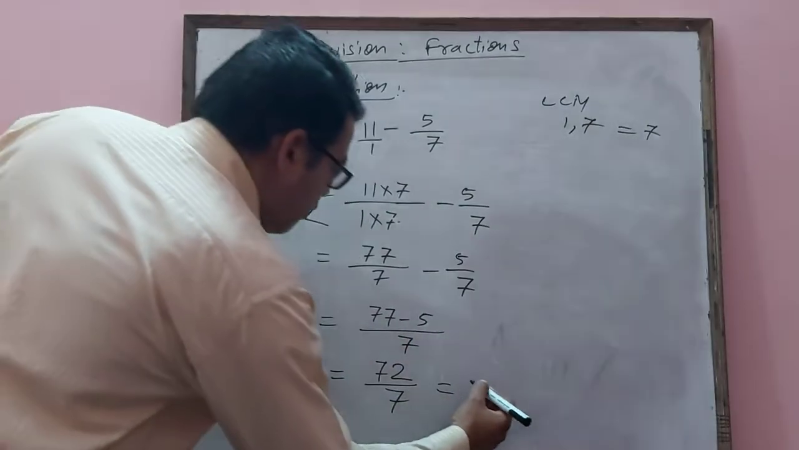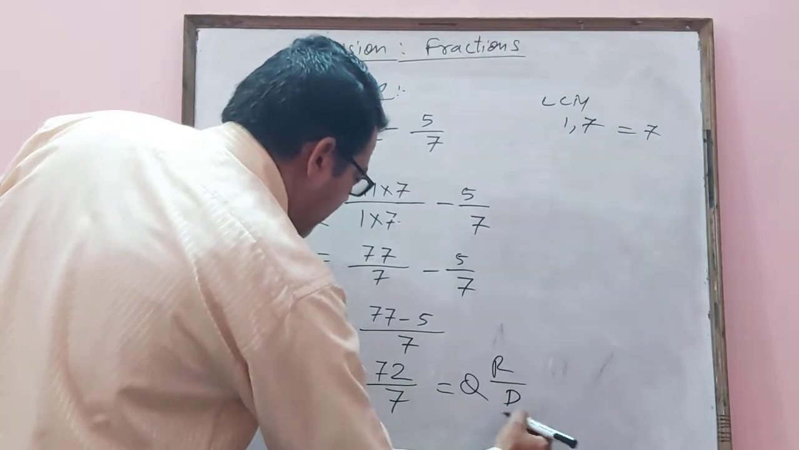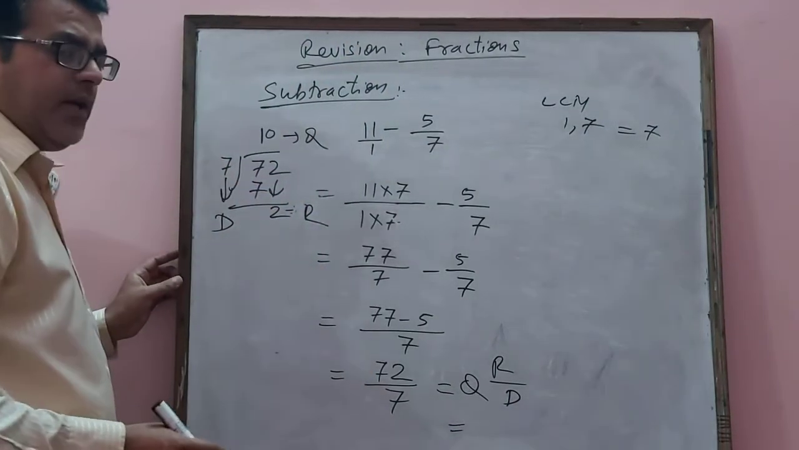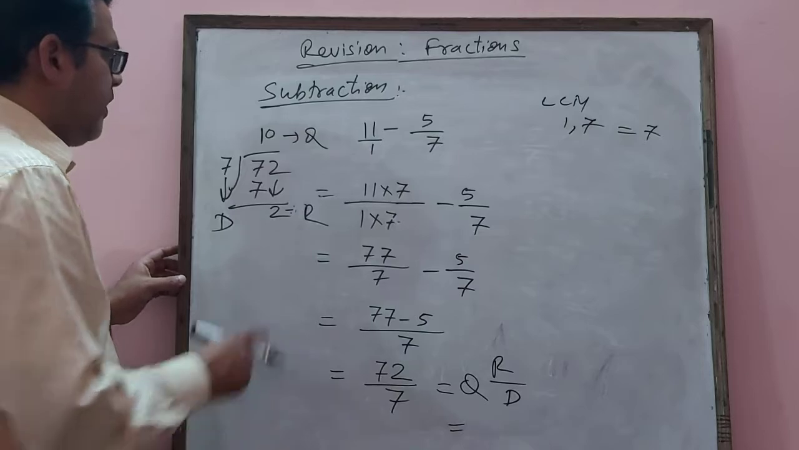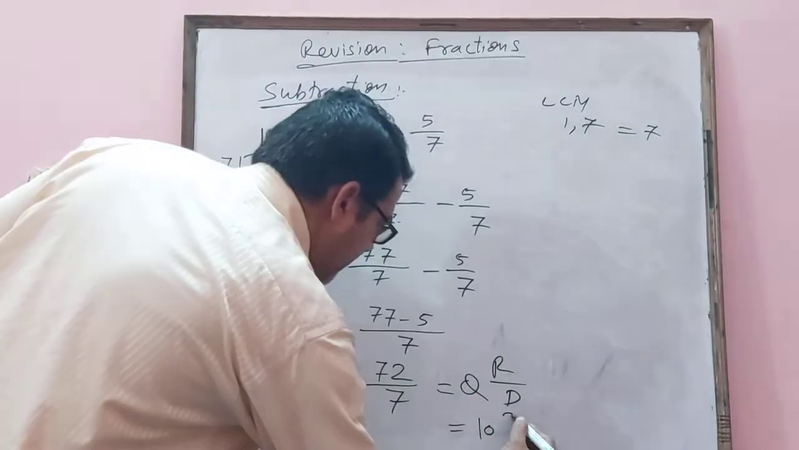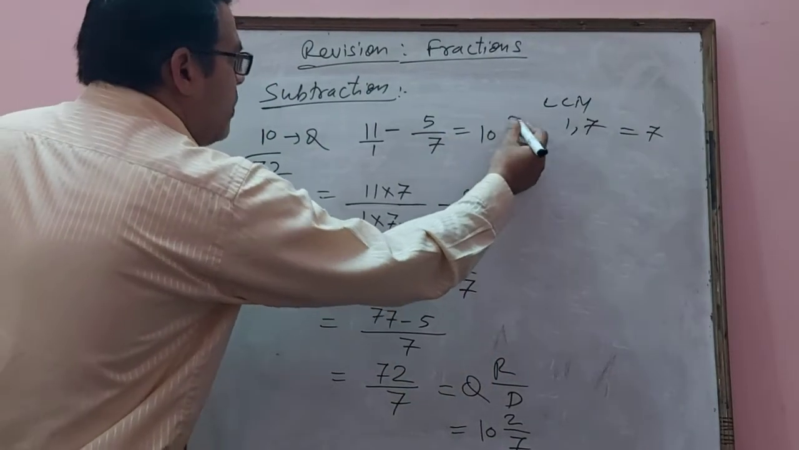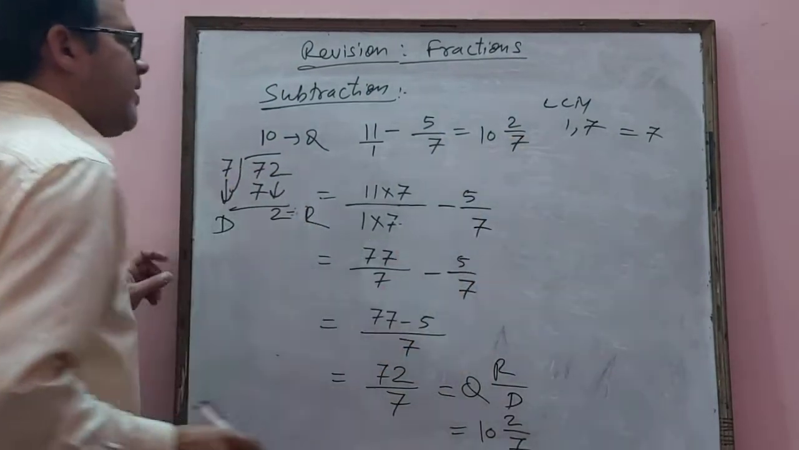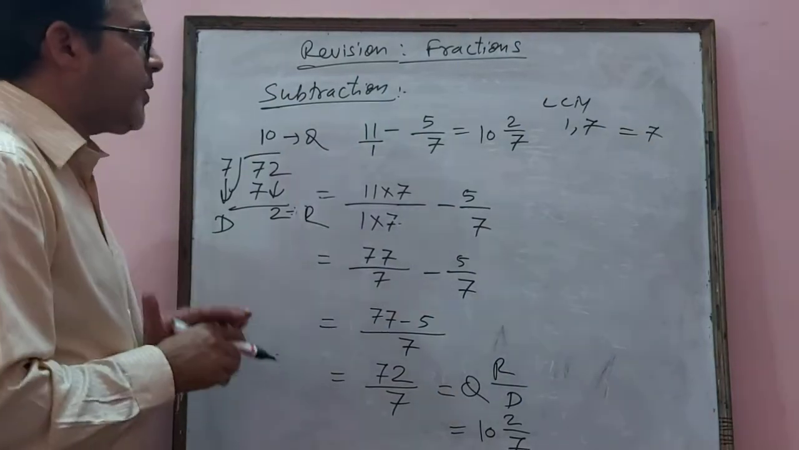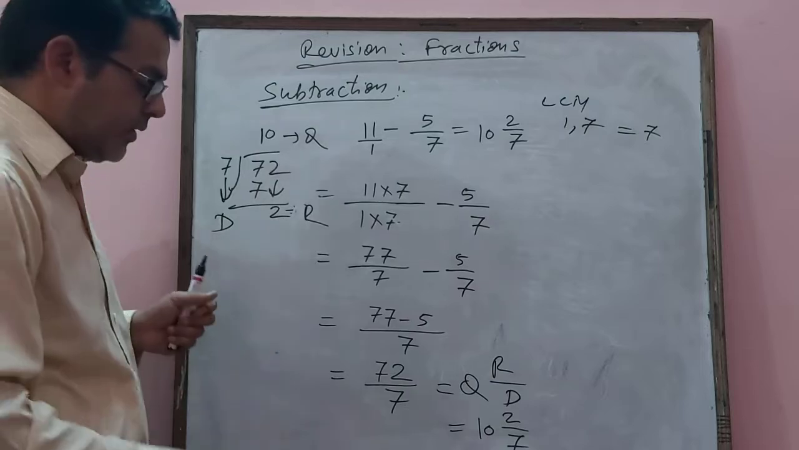So according to the rule, quotient we can write as a whole, then remainder divided by divisor. So quotient is 10, we can write here 10, and 2 is remainder, then 7 is divisor. So we can say that 10 whole 2 by 7 is the final answer when we subtract 5 by 7 from 11. Hope you understand, guys.